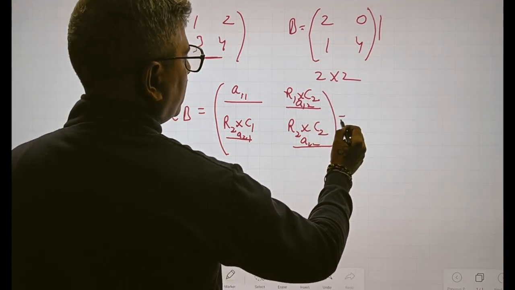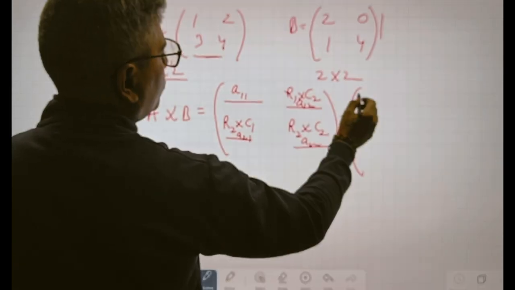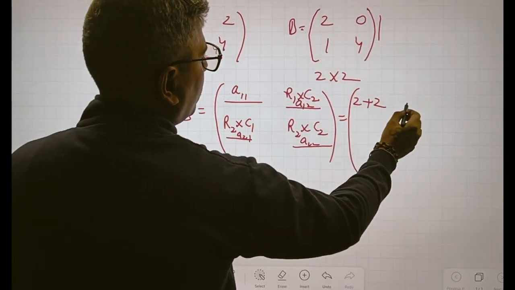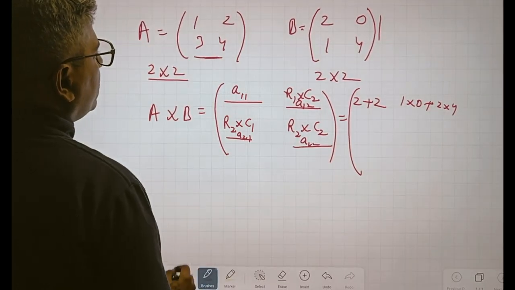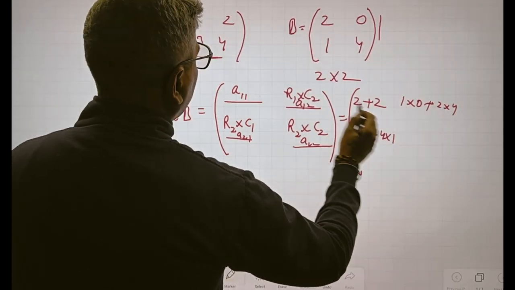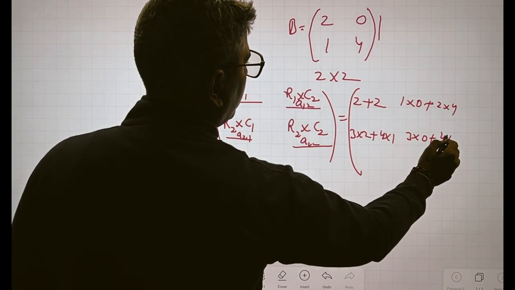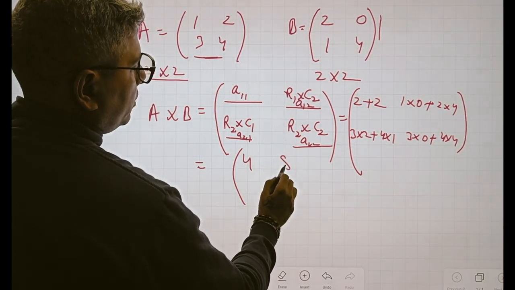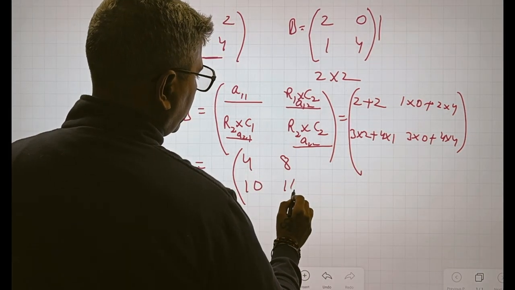So let's do the multiplication here. First row and first column: 1 into 2 is 2, plus 2 into 1 is 2. Now first row and second column: 1 into 0 plus 2 into 4. Similarly, 3 into 2 plus 4 into 1. Now 3 into 0 plus 4 into 4. So the result will be 2 plus 2 is 4, and here you will get 8, 3 into 2 is 6 plus 4 is 10, and 0 plus 16. So you are getting 16 here.